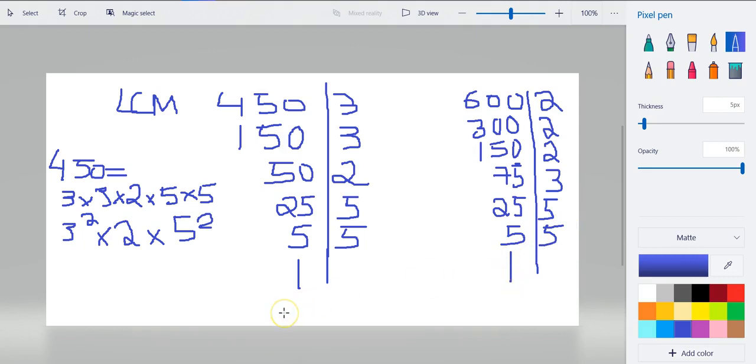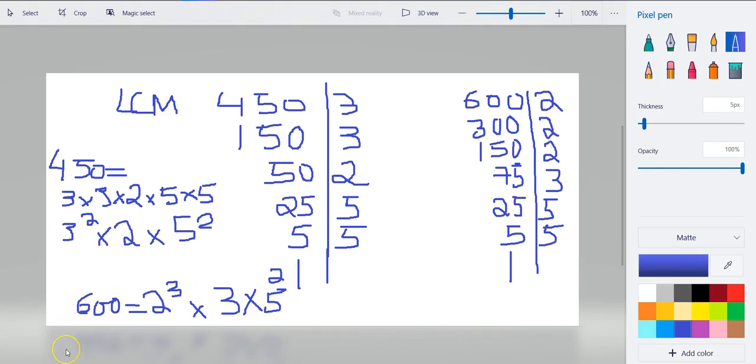It gives us 1. So as you can see, the prime factorization for the number 600 is the following: 2 cubed, remember, you see 1, 2, 3 times 3 times 5 squared. All right, very good.